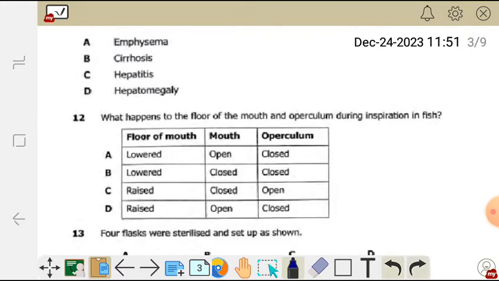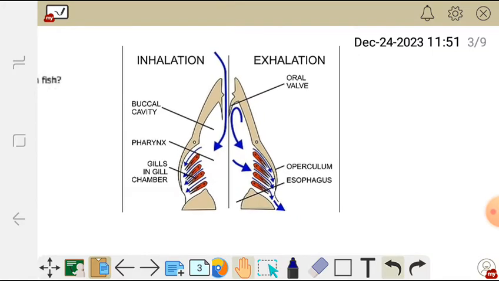So to answer this question, you must understand what happens during inspiration in fish. There is this simple diagram here which illustrates what really happens during inhalation and exhalation in fish. During inhalation, the mouth, as you can see, needs to be open for the water to get inside. Then the floor of the mouth should be lowered. Why? Because the floor should be lowered so that it facilitates the exchange of oxygen.